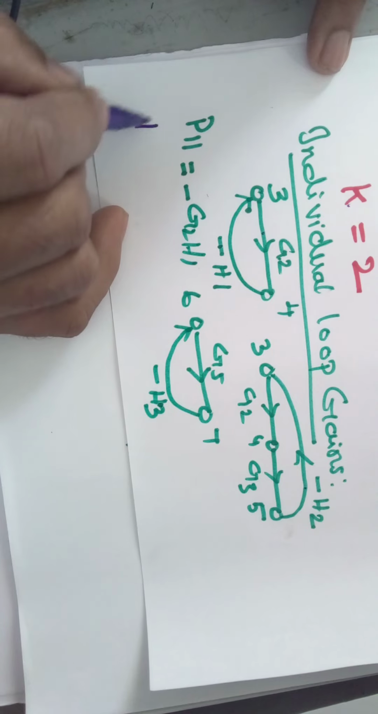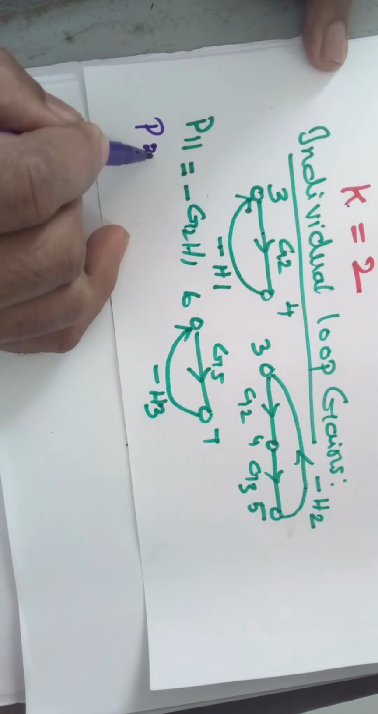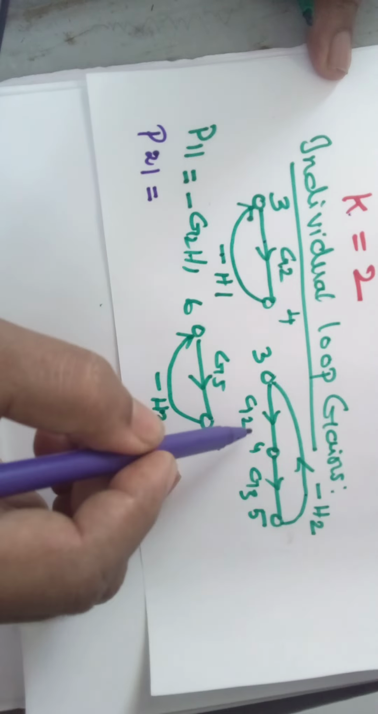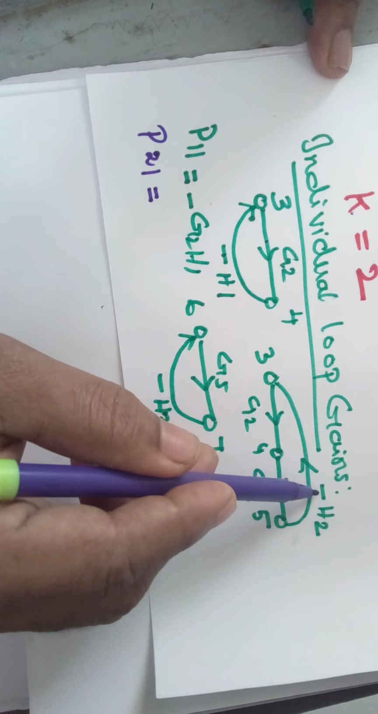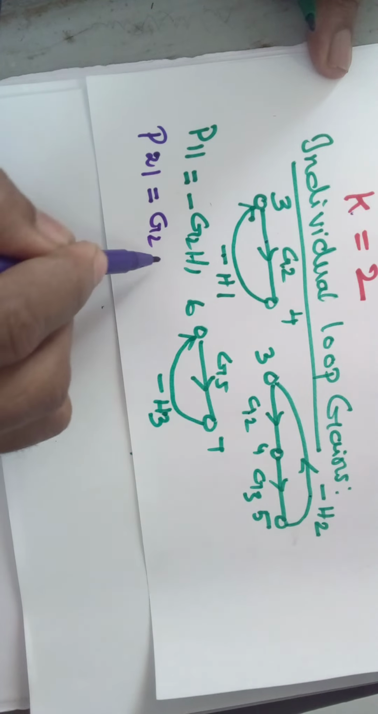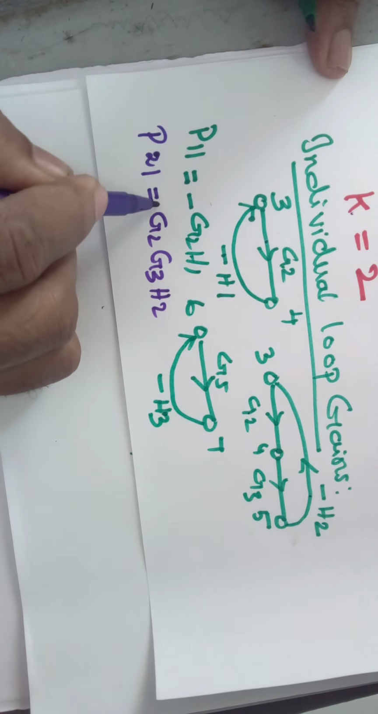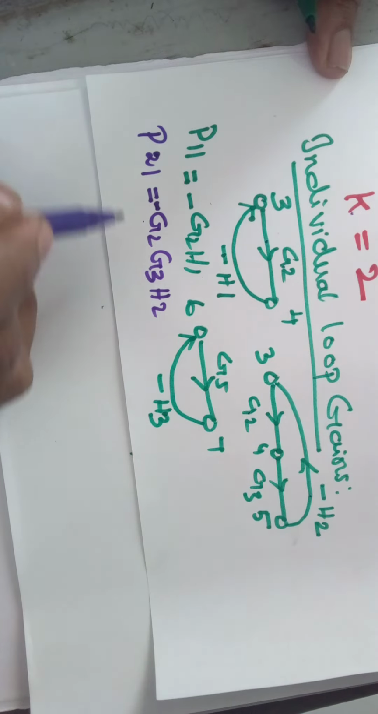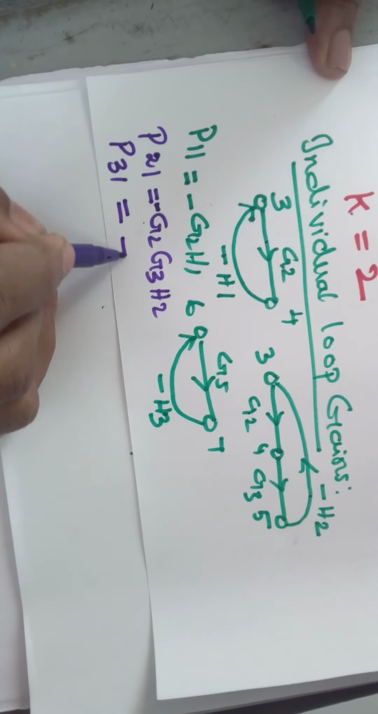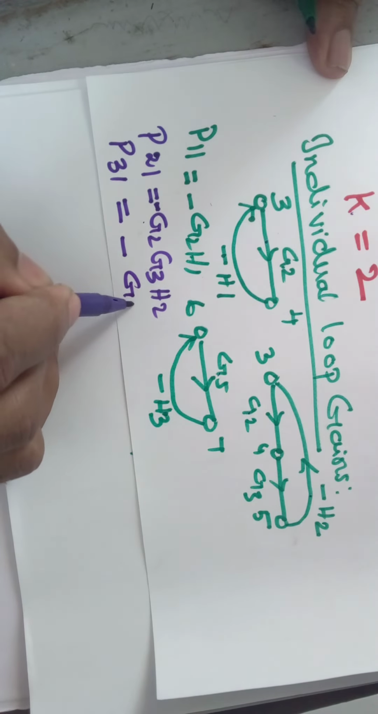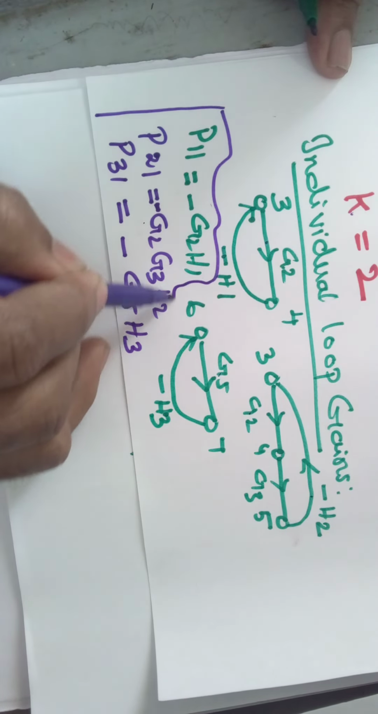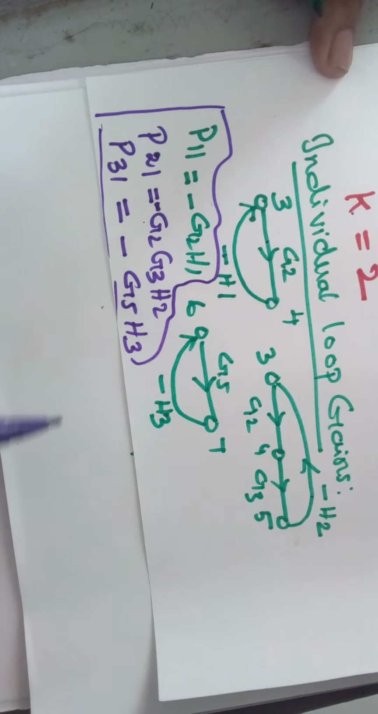Next one is P21. The second individual loop gain P21 is equal to minus G2 G3 H2. Next one is P31, the third loop gain. This is minus G5 H3. These are the individual loop gains.